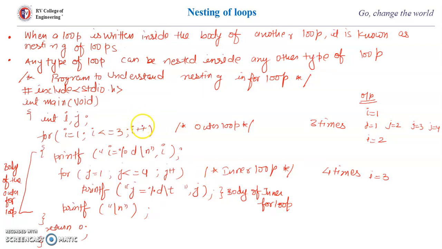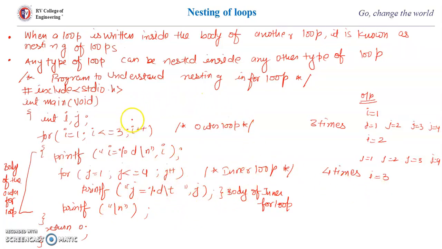That means the i value will be 2 now, and then the condition is checked. The condition is true, which means we enter inside the loop. Now i equals 2, and we print the value of i, so i equals 2, and then again the same thing: j equals 1, j equals 2, j equals 3, j equals 4 will be printed. After printing, the cursor will go to the next line.